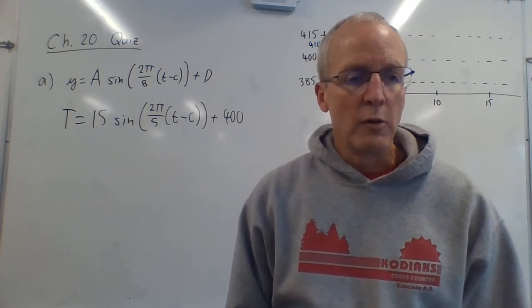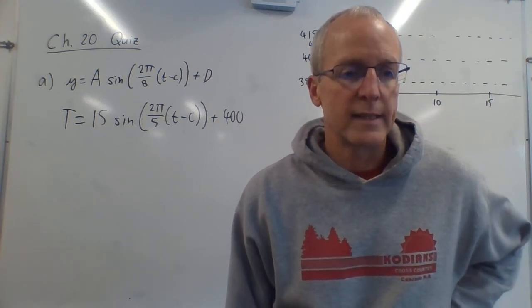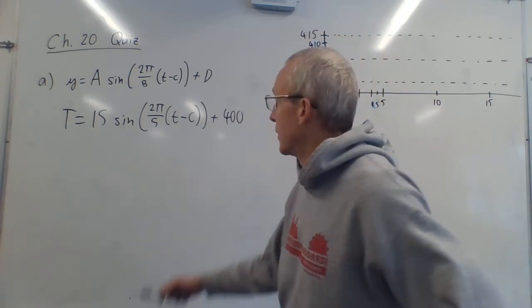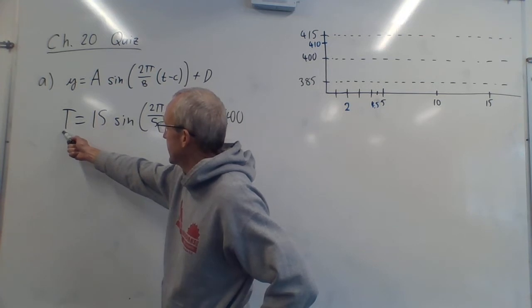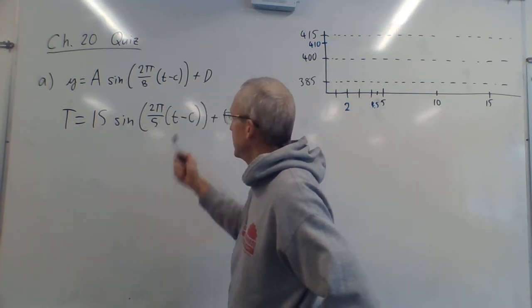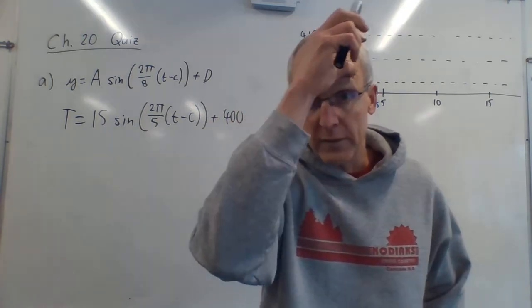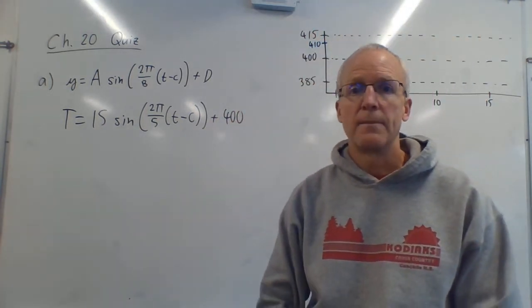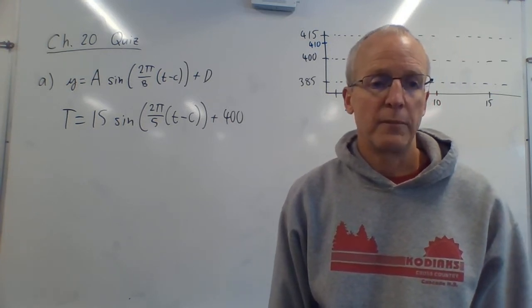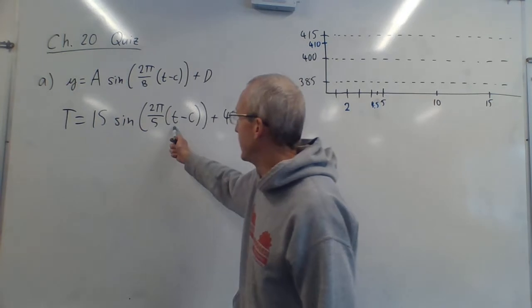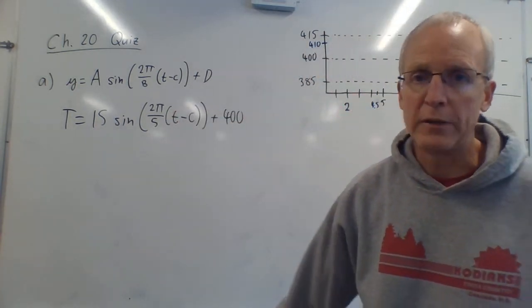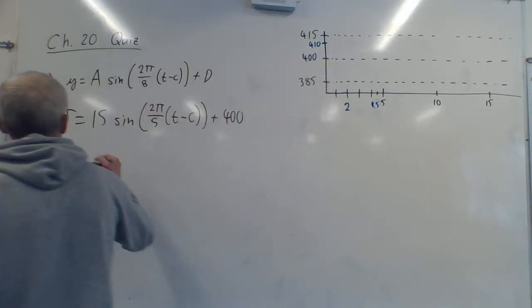Okay, so we know we have 2 points. At 2 minutes, it's 385, and at 4.5 minutes, it's 415. So we know the temperature when T is 2. Then the only thing we don't know is C, and we can solve for it. Or we can plug in 5 and use 415. Either one works. We can just choose, so I'll use the first one. Okay, so we're going to solve for C.